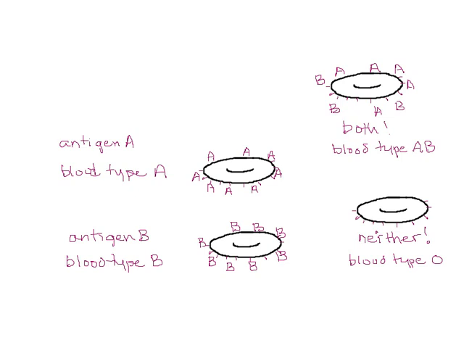But anyway, these are the four major human blood types. The letters that you have in your blood type tell what antigen markers you have on your blood cells. Do you just have A? Do you just have B? Do you have both? Or do you not have either of those?